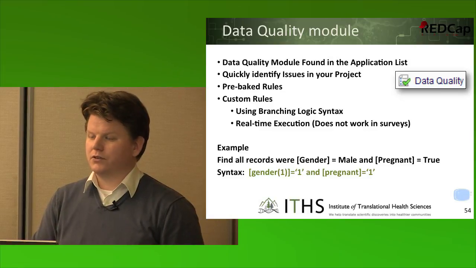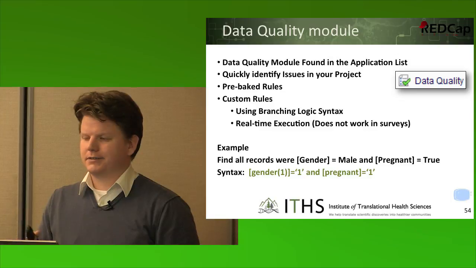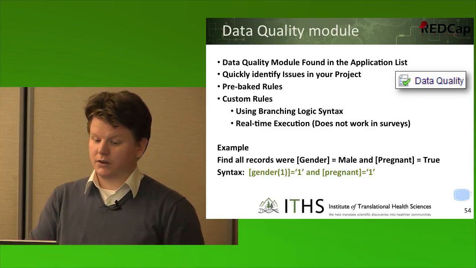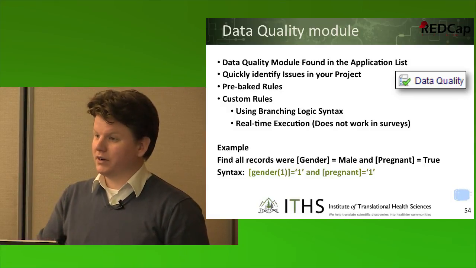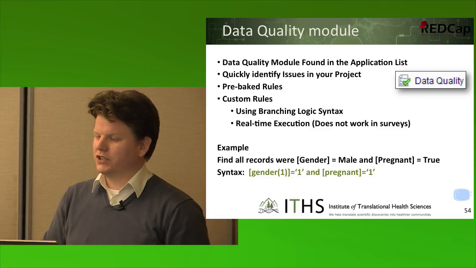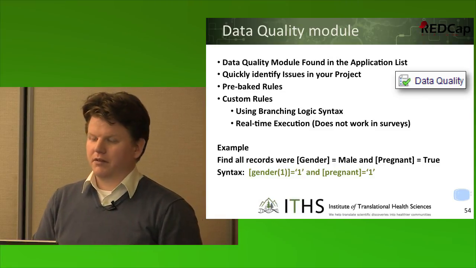For instance, if you don't want a specific combination of answers because it's not in the protocol or it's impossible, you can create a custom data quality rule, turn on real-time execution, and once people hit save on that particular form where that's relevant and they violate the rule, they get a pop-up saying you're violating this rule, please change it, and they cannot continue. So kind of handy if you have a rule like that.